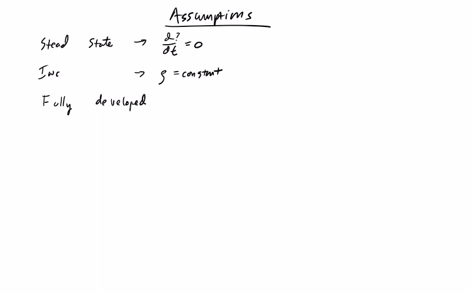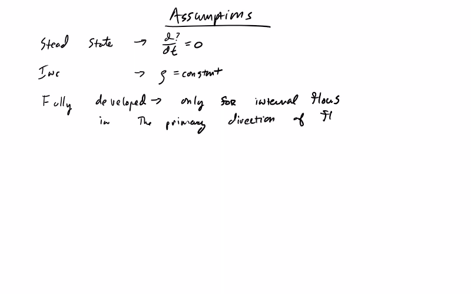But the idea of fully developed is, first of all, it's only for internal flows. That means flows in pipes. And what it means is that in the primary direction of flow, there are no velocity gradients.